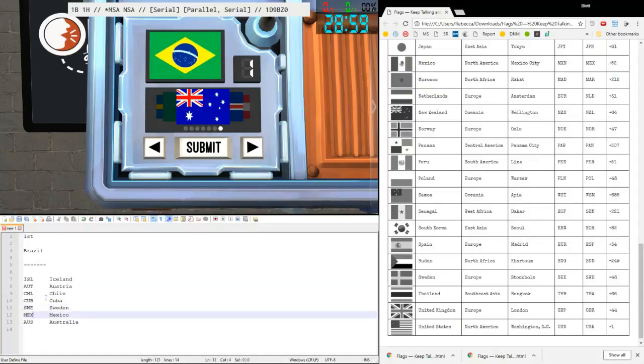So we alphabetize them by this code. There we go. And we want the first flag. Easy enough. That's Australia. Oh, we're already there.